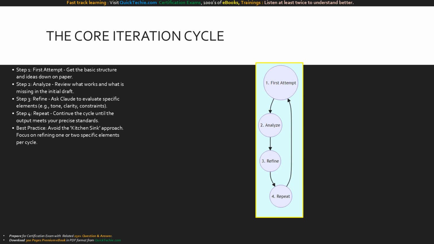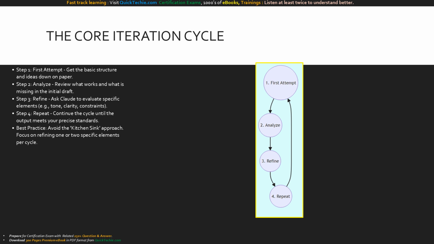Now, let's break down how this conversation loop actually functions in practice through the core iteration cycle. This is a four-step framework that you can apply to any task. Step 1 is the first attempt. Your goal here is simply to get the basic structure and ideas out of the model. Step 2 is analyze. You look at Claude's output and ask yourself, what's working here and what's missing? Step 3 is where the magic happens, refine. Instead of rewriting it yourself, you ask Claude to adjust specific elements. For example, you might say, this is a great structure, but make the tone more professional. Step 4 is simply to repeat this process.